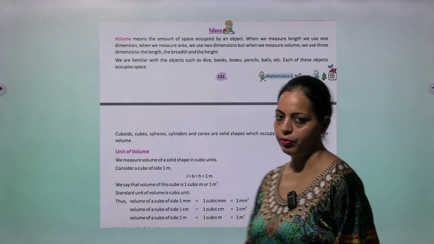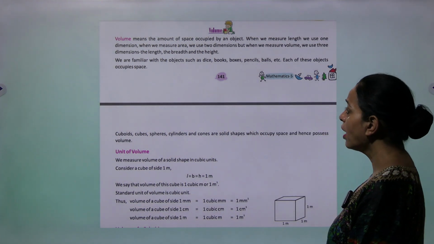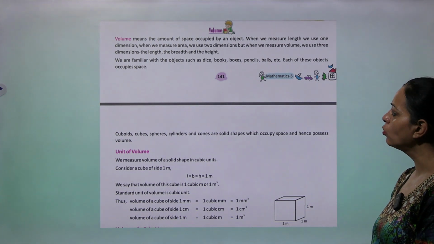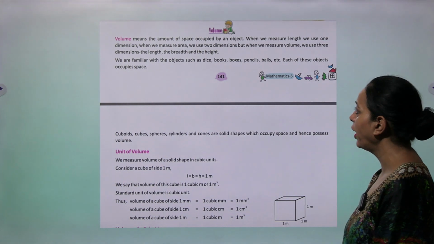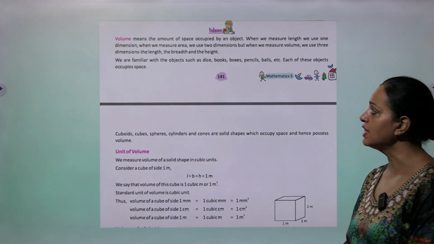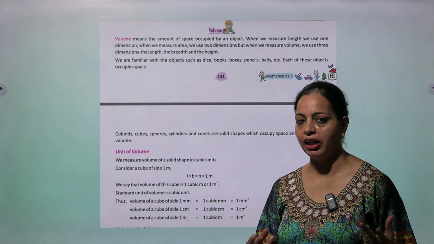See volume. हम वॉल्यूम की बात करते हैं. Volume means the amount of space occupied by an object. When we measure length, we use 1 dimension. When we measure area, we use 2 dimensions. And when we measure volume, we use 3 dimensions, means length, breadth and height. Volume में हम 3 dimensions की बात करते हैं.